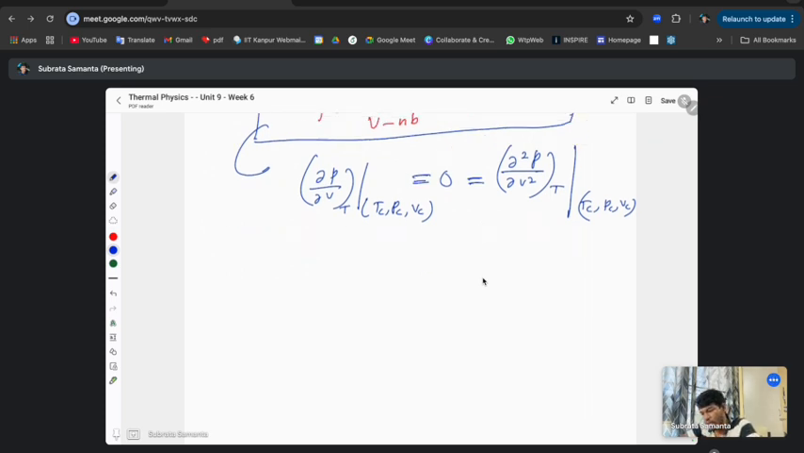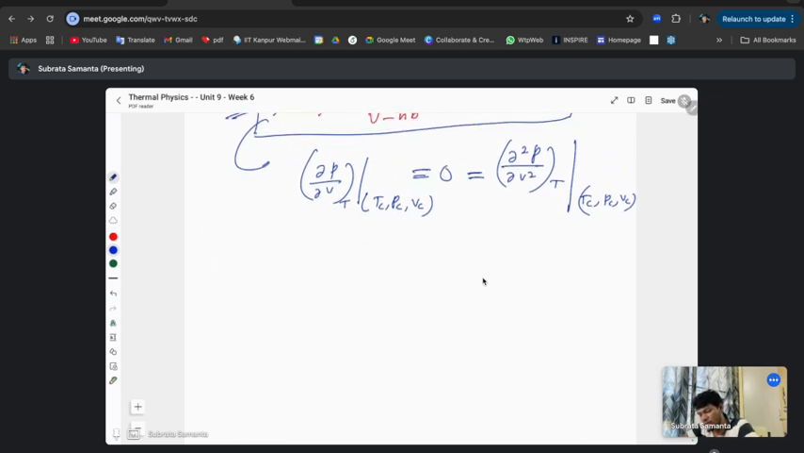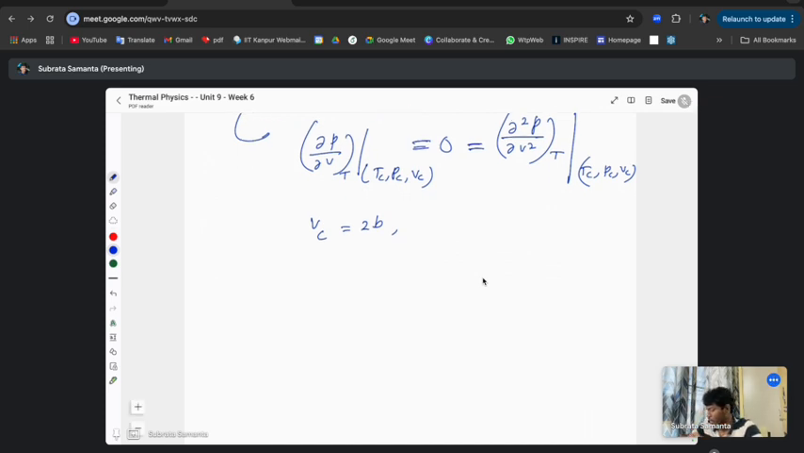Okay, so once you calculate for this equation of state, you get that Vc, the critical volume, is 2b, not 3b. So for van der Waals gas you get 3b, but for Dieterici gas it's 2b, and Tc is a over 4Rb. It's very simple, a over 4Rb.